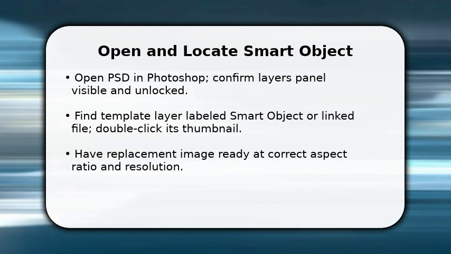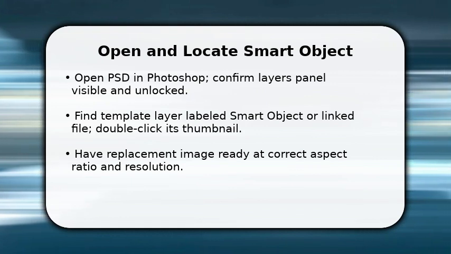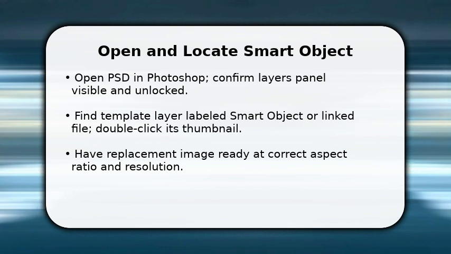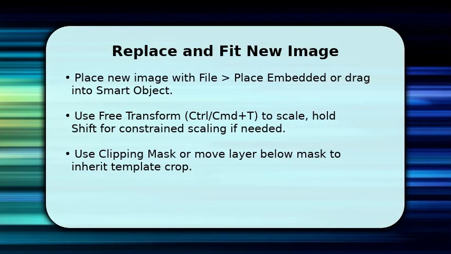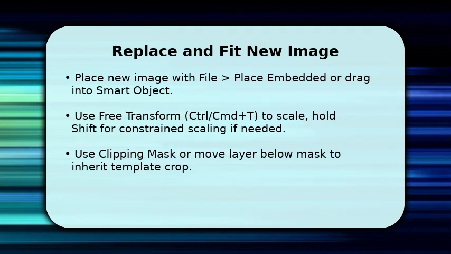Once the Smart Object document opens, drag or place your new image and position it roughly where it should sit. Don't save the PSD yet. You'll finalize after adjustments. Now inside the Smart Object, place the new image using Place Embedded or Drag It In, which preserves quality and links it into the composition.